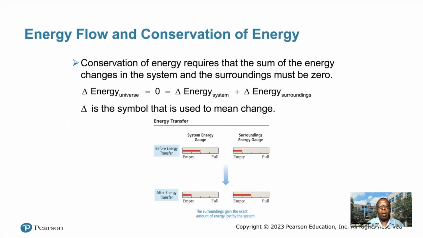We used this diagram before to illustrate the transformation of energy from the system to the surroundings. This symbol here means change. Change in energy equals 0. There is no change of energy in the universe.